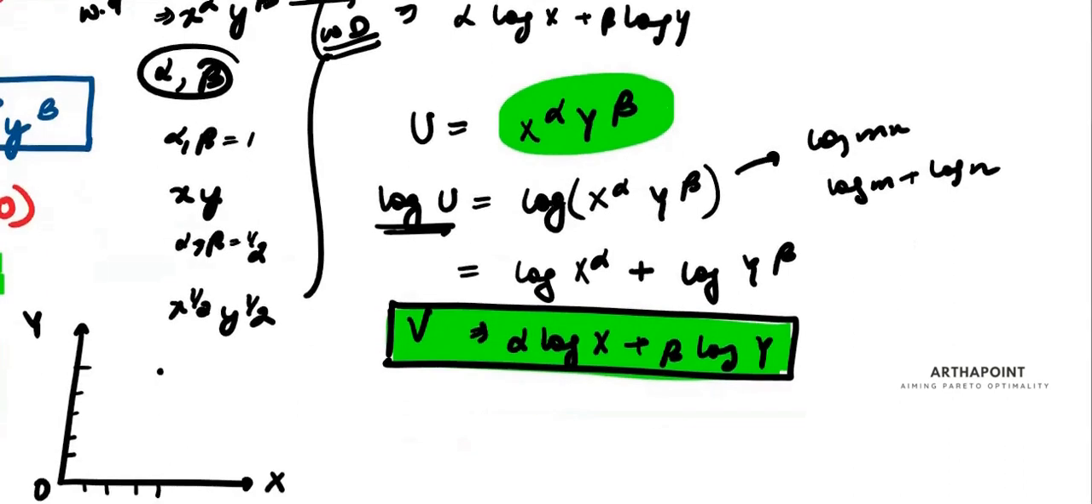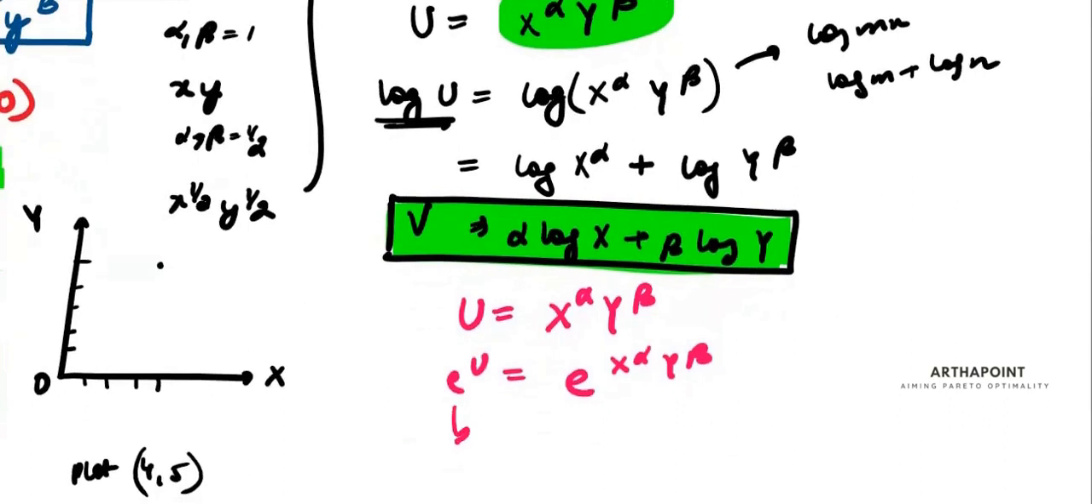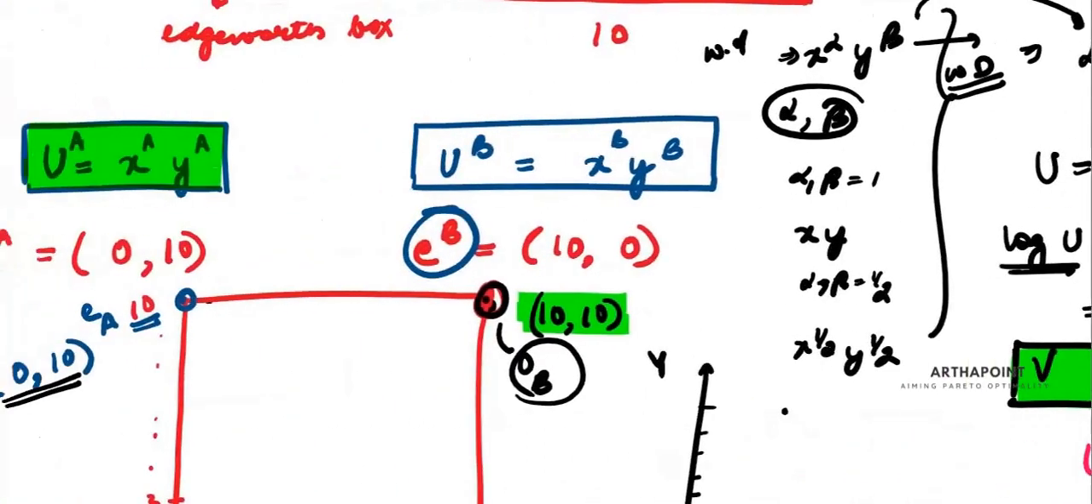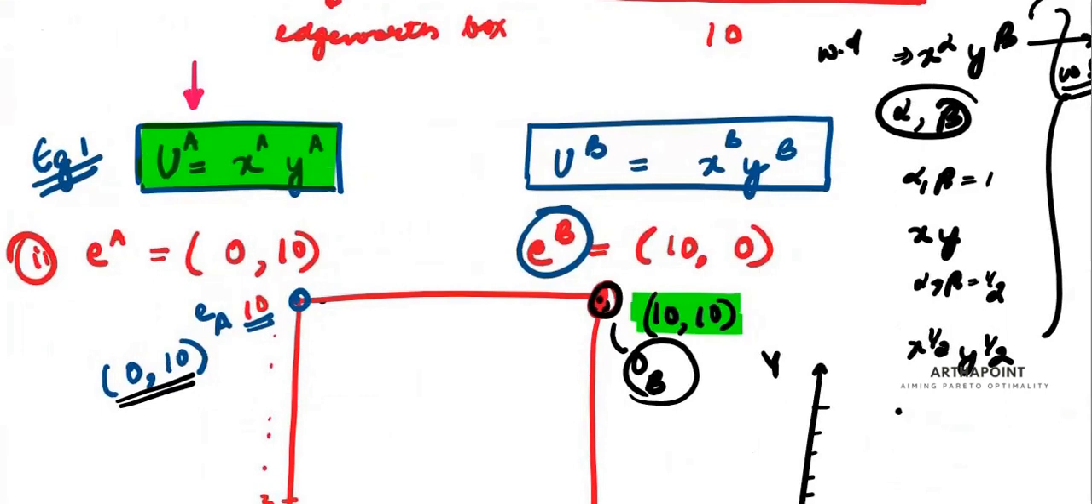It could have also been represented by u is equal to x to the power alpha, y to the power beta. So e to the power u is equal to e to the power x to the power alpha, y to the power beta. And e to the power u would have been v. So v is equal to e to the power x to the power alpha, y to the power beta. Any monotonic transformation is also well-defined preferences. 2x to the power alpha, y to the power beta is also well-defined. Anyways, let's come back to the point. So I know that this is a well-defined preference.